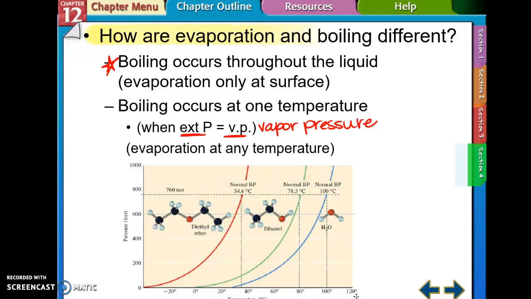But evaporation can happen at any temperature because it always happens only at the surface of the liquid. So since it happens at the surface of a liquid, and it can happen at any temperature, you can have evaporation happen when it's winter outside. Boiling is not going to happen unless you apply heat. Evaporation can happen at any temperature.